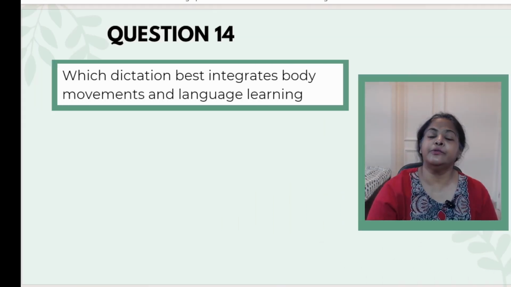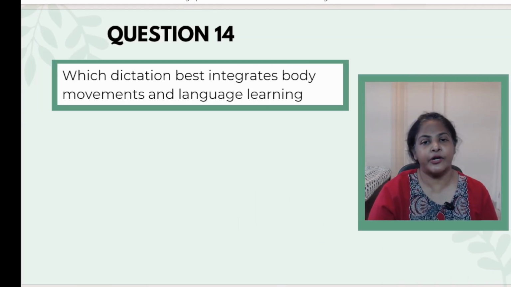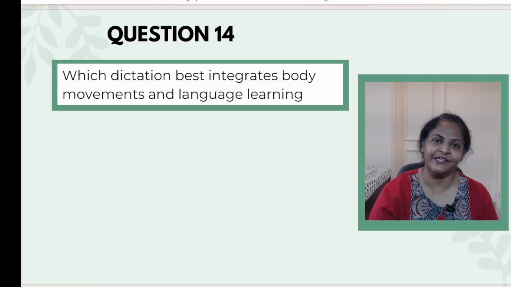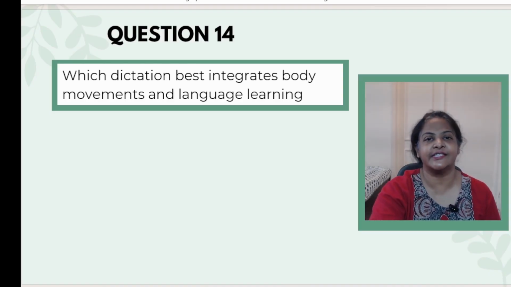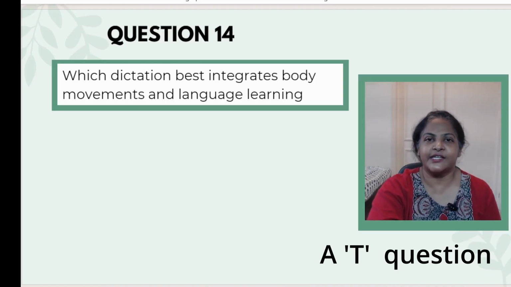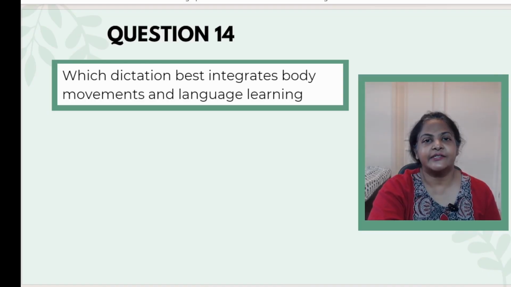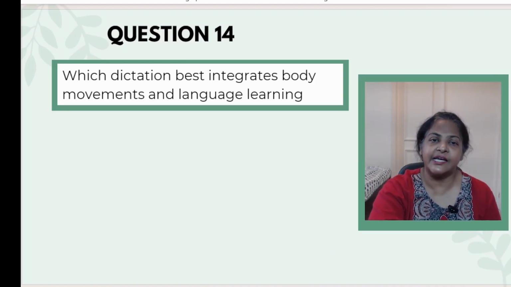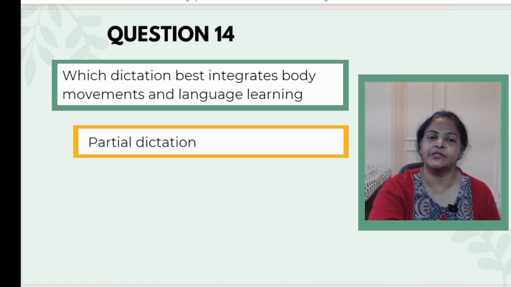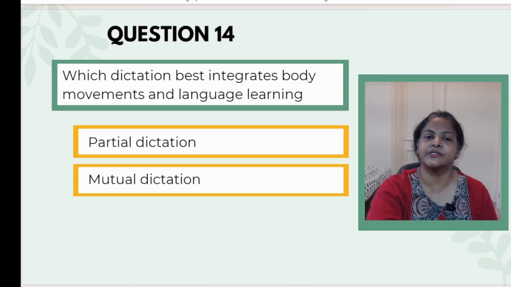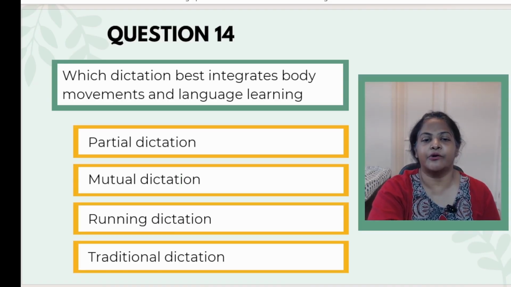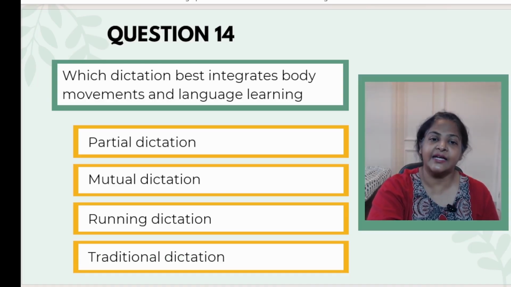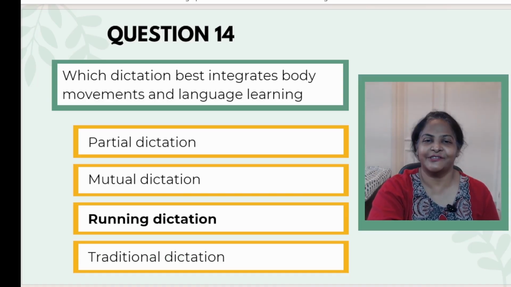Question 14. Which dictation best integrates body movement and language learning? So again, which dictation is a T question? You can almost guess the answer. And you want the outcome. So as per the framework, you want body movement. That's the outcome that is happening, the classroom situation, which you can think about, and language learning. So partial dictation, mutual dictation, running dictation, or traditional dictation. So since we are talking about body movements and language learning, the answer is running dictation.